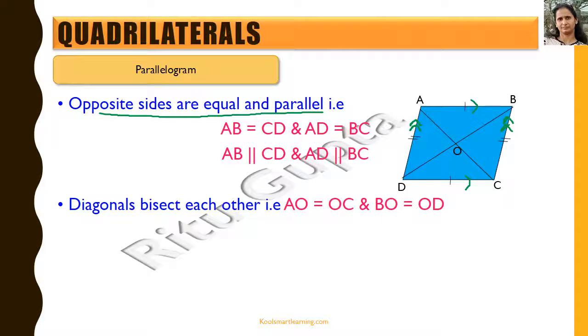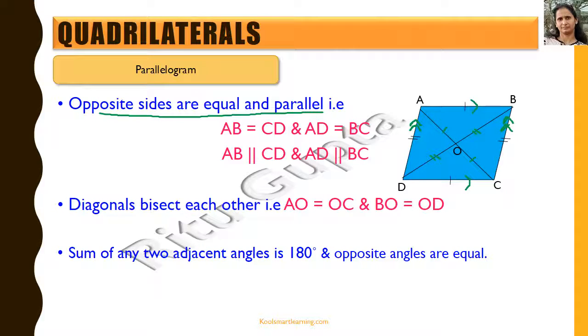The diagonals of a parallelogram bisect each other, which would mean that AO is equal to OC and OD is equal to OB. The sum of any two adjacent angles is 180 degrees and opposite angles are equal. This means angle A plus angle D is 180 degrees and angle A plus angle B is also 180 degrees. Similarly, angle C plus angle B is 180 degrees and angle C plus angle D is 180 degrees.